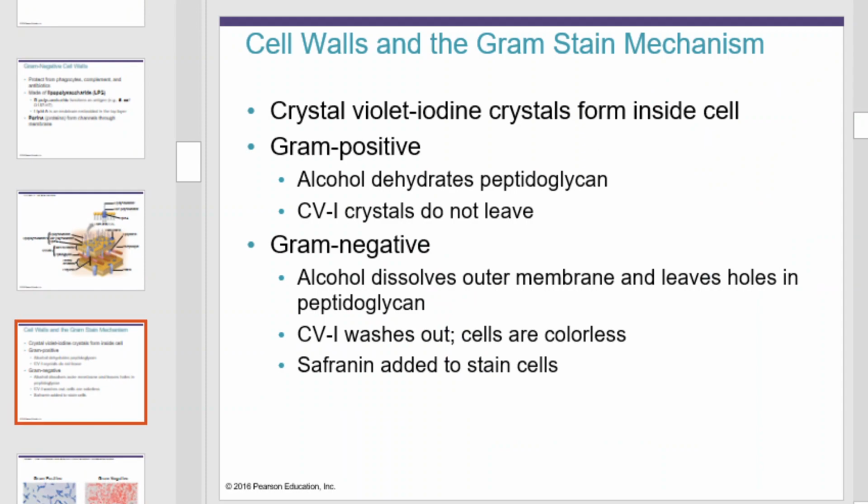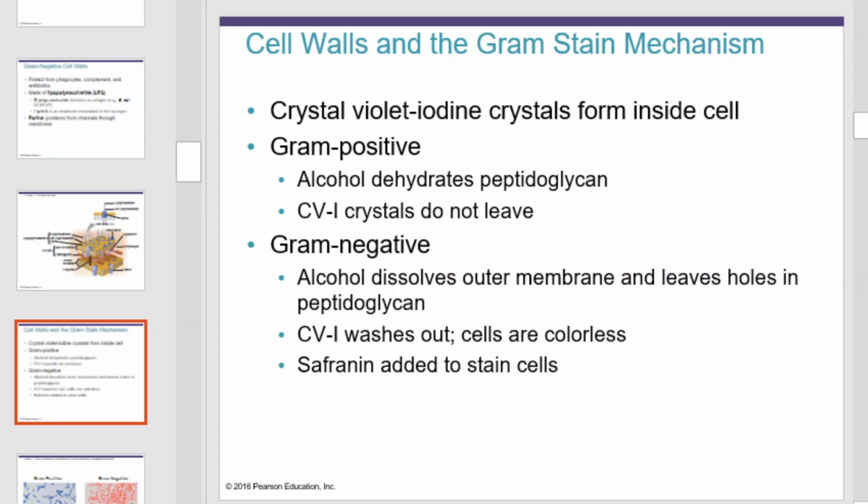Cell walls and the gram-stain mechanism. As mentioned previously, the structure of the cell wall can be used to sort microorganisms into two specific groups, gram-positive and gram-negative. Crystal violet iodine crystals form inside of a cell during a gram stain. If a cell is gram-positive, alcohol can dehydrate the peptidoglycan in the cell wall, but the crystal violet iodine crystals do not leave. If a cell is gram-negative, alcohol dissolves the outer membrane and leaves holes in the peptidoglycan.